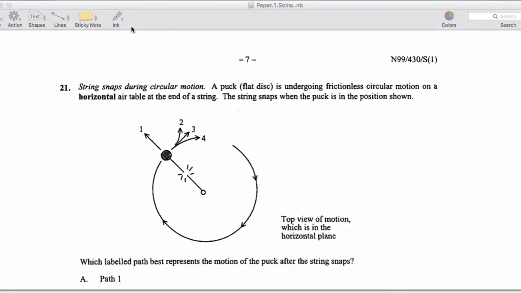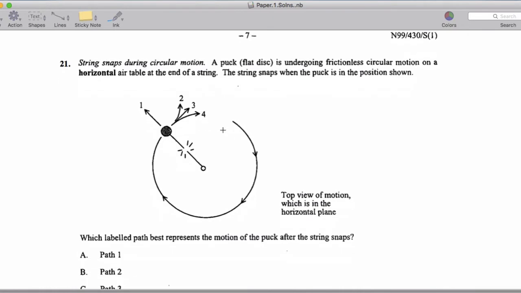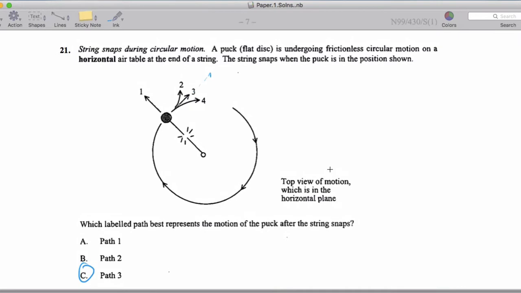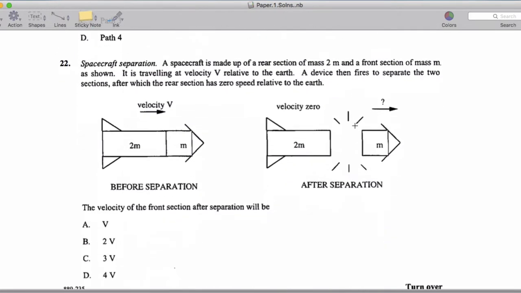Circular motion problem for number 21, just continuing on our answers to the multiple choice smorgasbord I've made available to you. So this is one of the most important problems where you have an object moving around in a circle. When the string snaps, just to be clear, the object always leaves tangent to the circle. So path 3 is always the right choice on these problems. It's just a fundamental fact that it's always good to know.